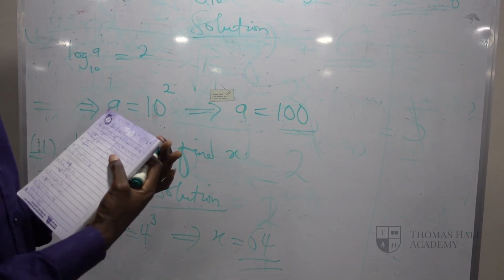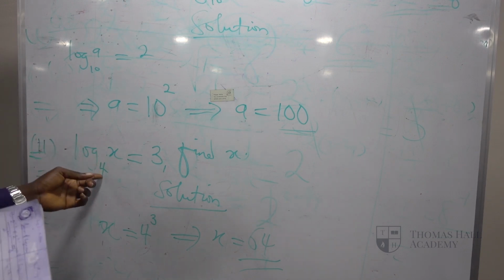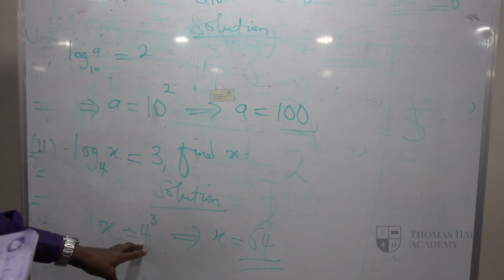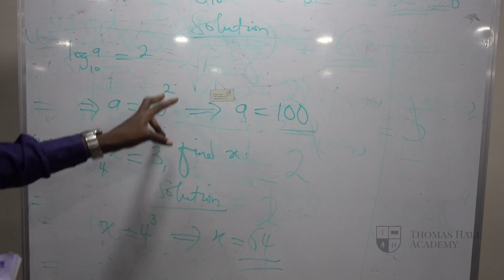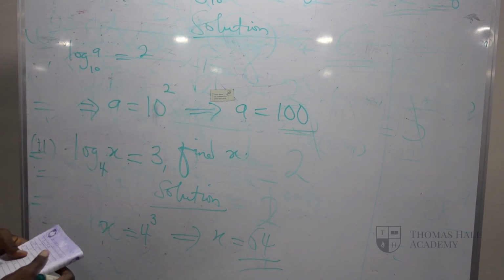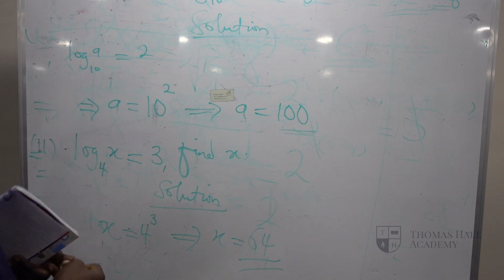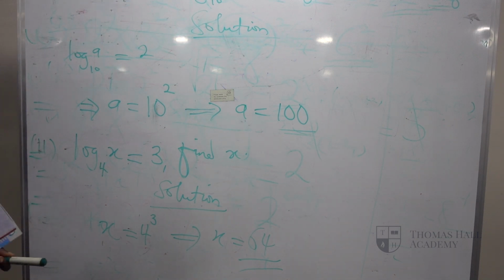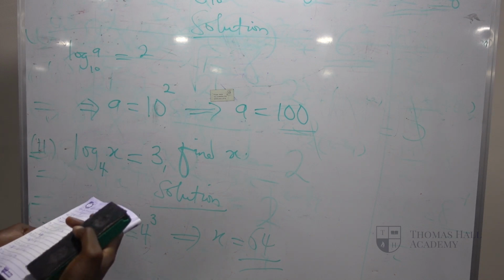So that is the logic. 4 comes here, pushes 3 up, then 4 becomes the base, the 3 goes up as the power, x stands alone. Forget about the log now. Take the log away. Then x equals 64. That is how simple it is. It is as simple as that.